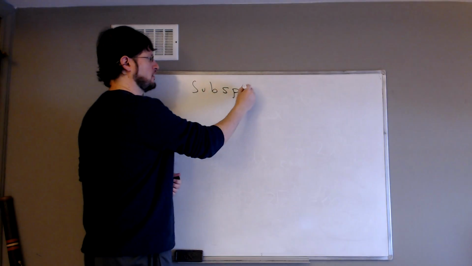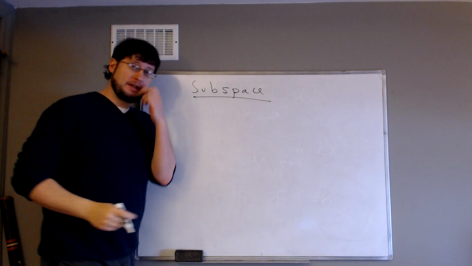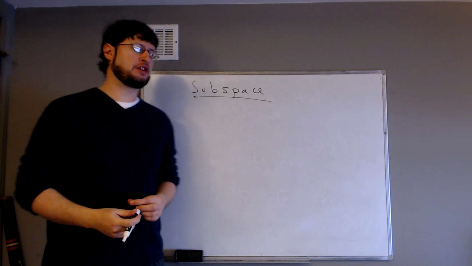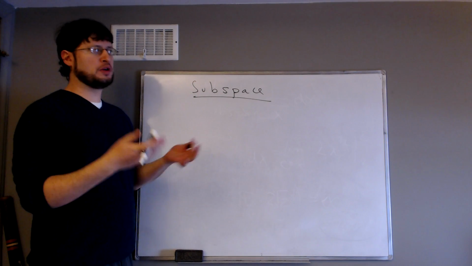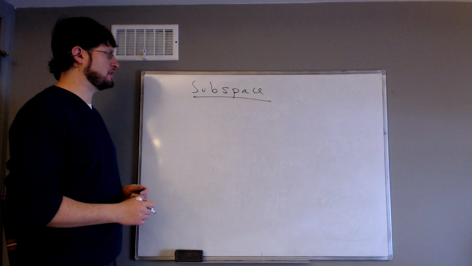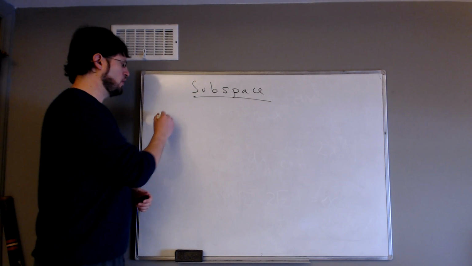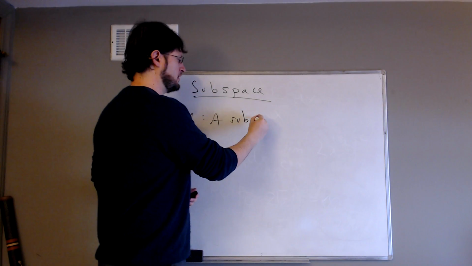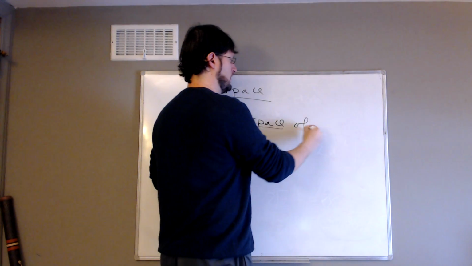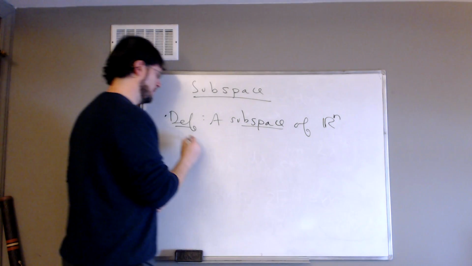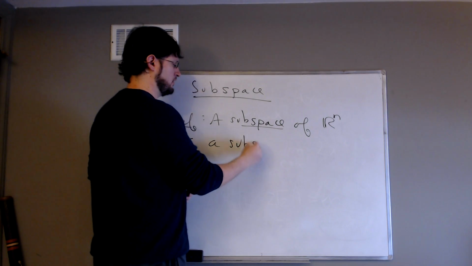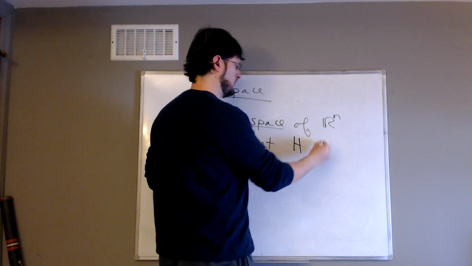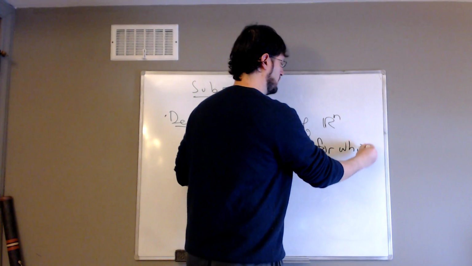Subspace. So I'm going to give a formal definition, and then we're going to look at how that applies to real situations in terms of Rn, and then R2 and R3, some of our favorite spaces where we can draw pictures. So a subspace, definition. A subspace of Rn is a subset, let's call it H, for which the following is true.